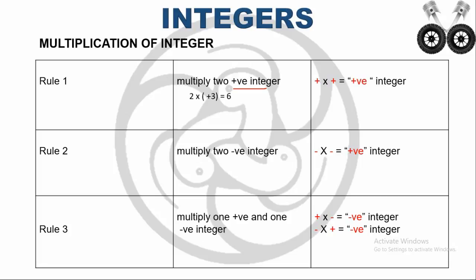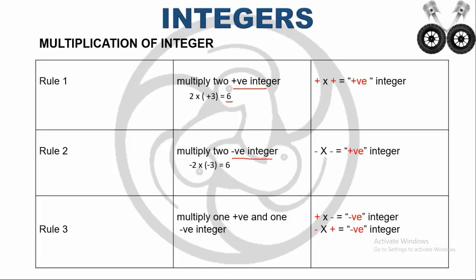So 2 and 3 are two positive integers. I have to multiply the two integers. 2 into 3, the answer is 6. Then I have to put the positive sign, so plus 6. The next rule is, if I want to multiply two negative integers, again I will multiply the two integers and write the product with the positive sign.